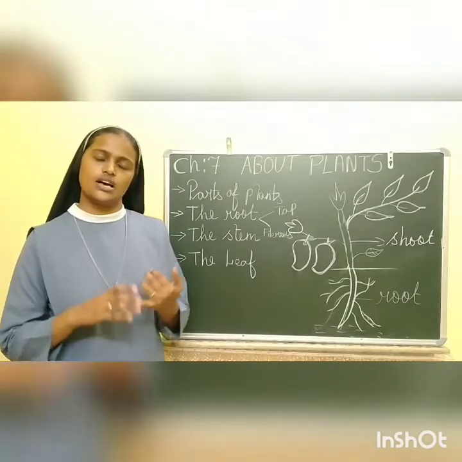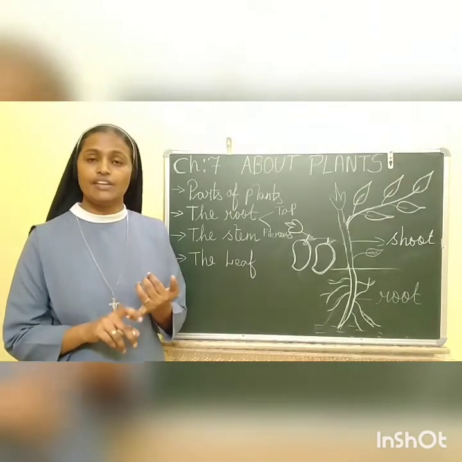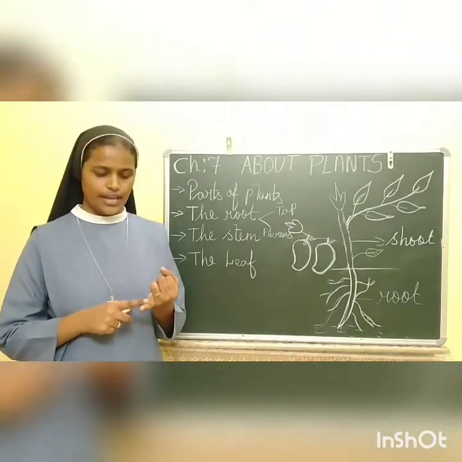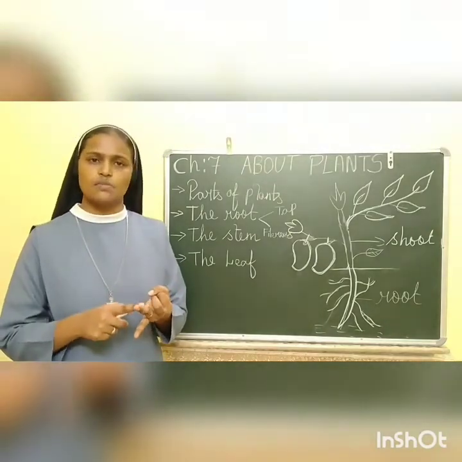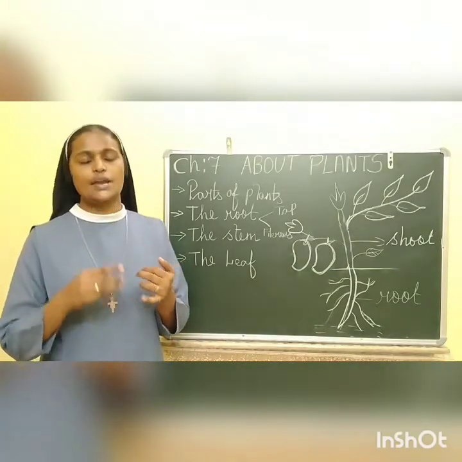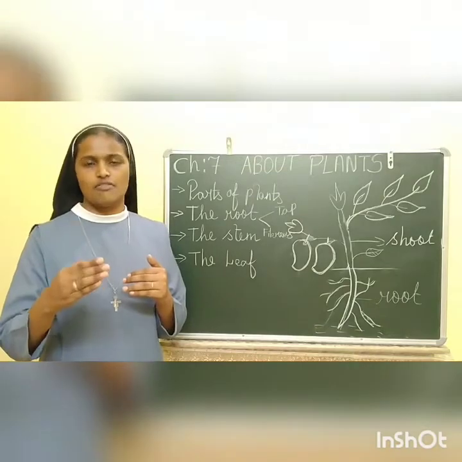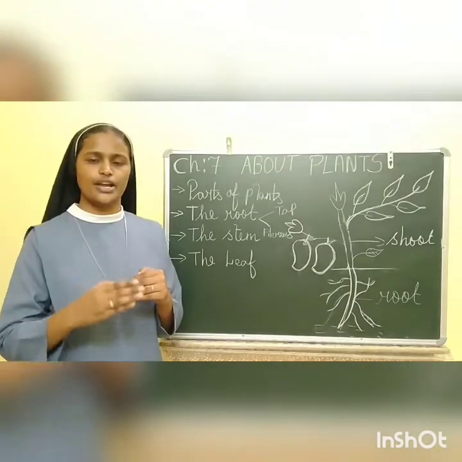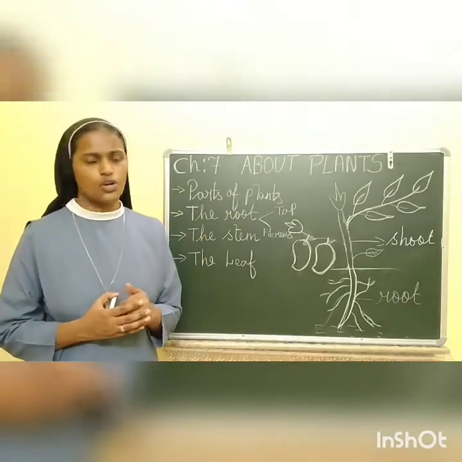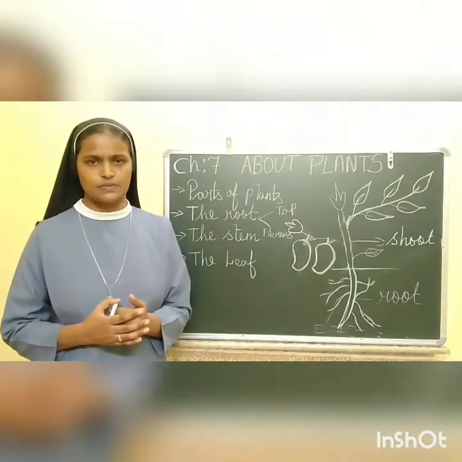Environment means our surrounding. Our environment is made up of land, water, air, plants, animals, etc. Also, people around us and man-made things form another kind of environment. So, first we are going to discuss the parts of a plant.